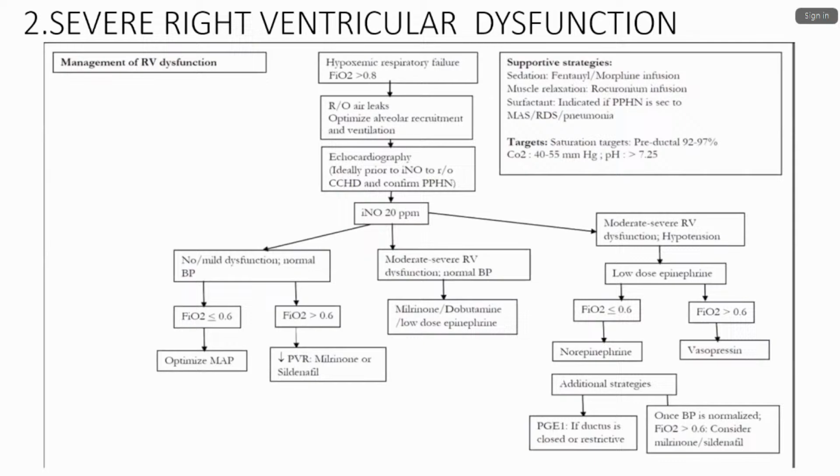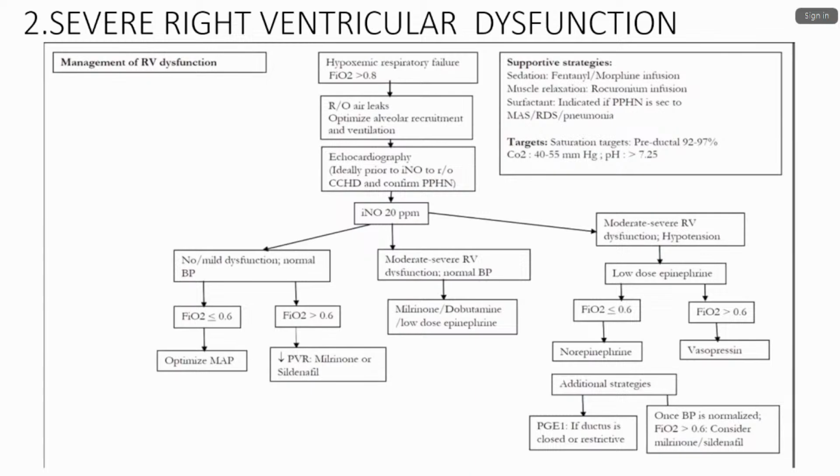We should optimize the alveolar recruitment. Then it's always preferred to do a 2D echo before starting iNO, to rule out any CCHD or to confirm the PPHN. And once we start iNO, we see the RV dysfunction: either there will be no RV dysfunction or there is a mild dysfunction.